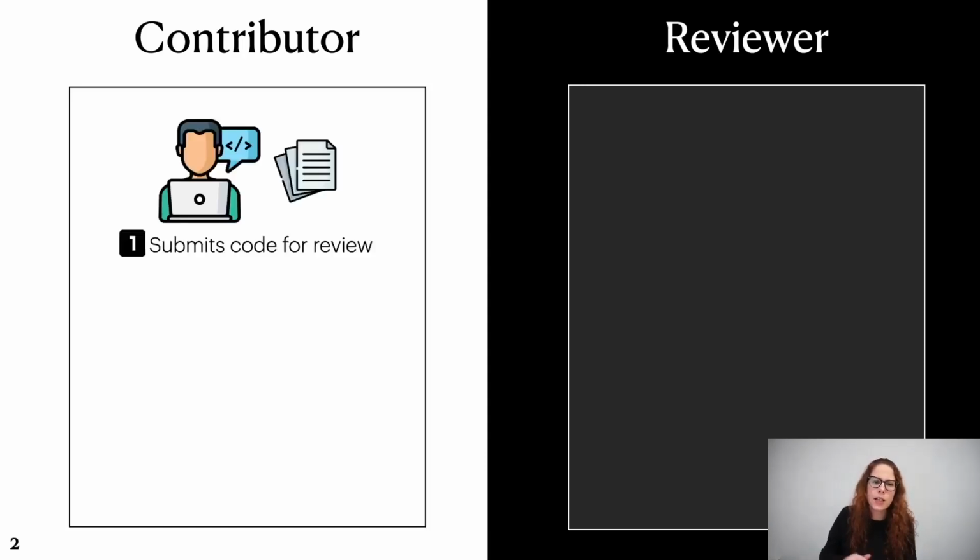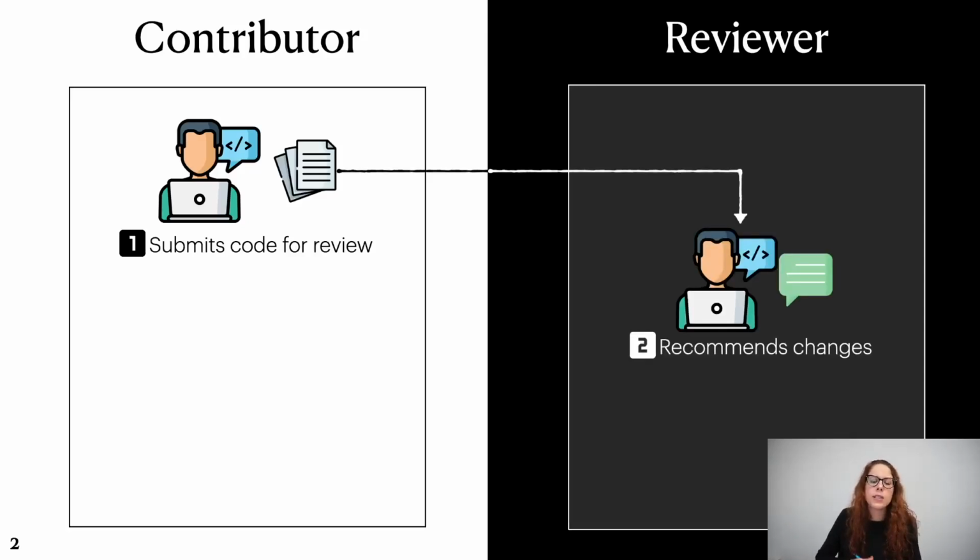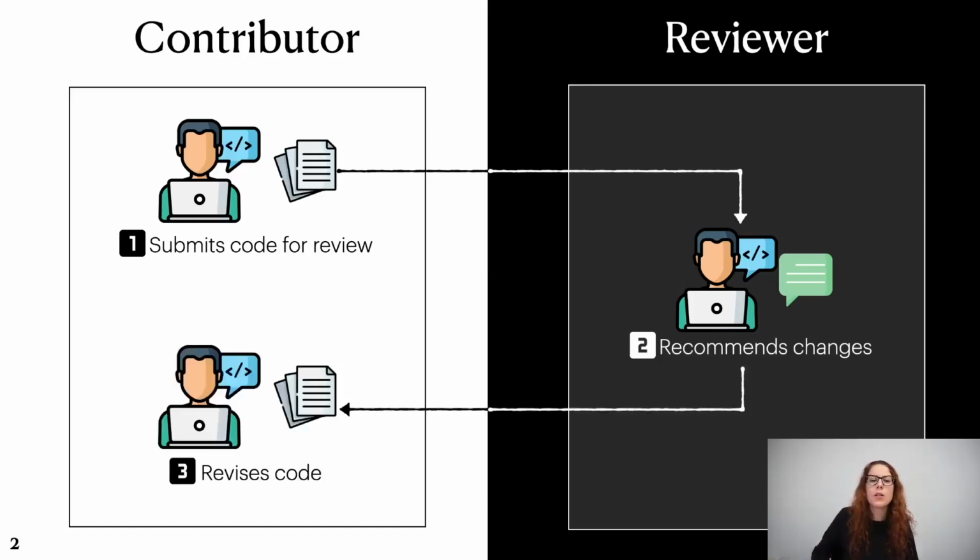First of all, there is a contributor, who is the developer writing the code and submitting it for the review. Then the code is reviewed by one or more reviewers who can recommend code changes in natural language. Then the contributor revises the code implementing those changes and creating a new version of the submitted code. This process can be iterated several times until the reviewer is happy with the implemented changes.